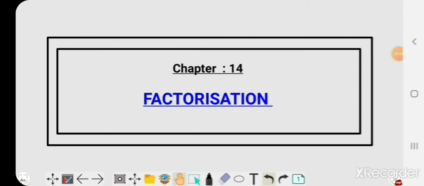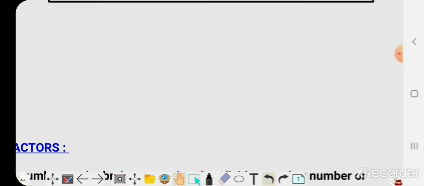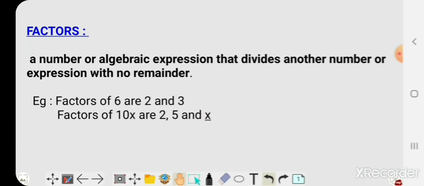Today we are going to start a new chapter, chapter number 14, Factorization. Before starting the exercise, we will go through the definition of factorization. Actually, what does it mean by factors? A number or algebraic expression that divides another number or expression with no remainder is called a factor. A factor is that number by which a given number can be divided perfectly.